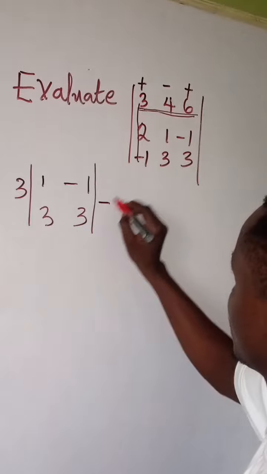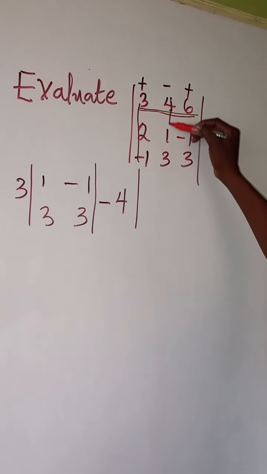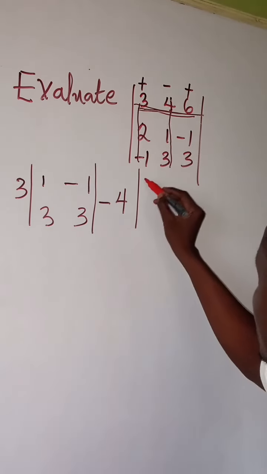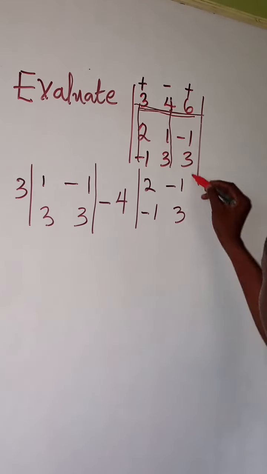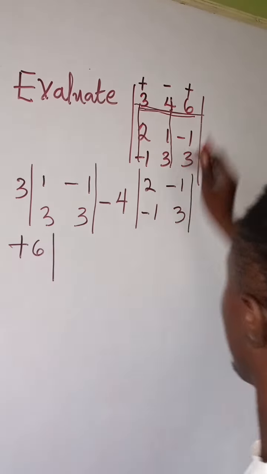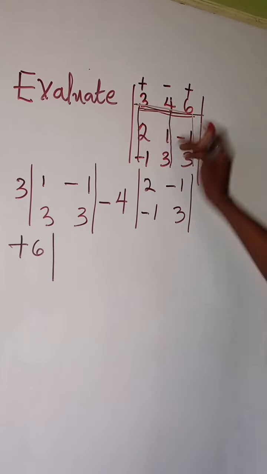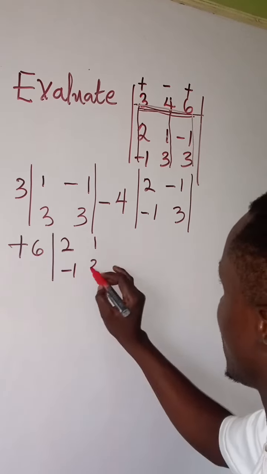Now there is a subtraction sign. So here, if 4 is picked, we are taking this out and also this out. What do you have? You have 2, minus 1, you have minus 1, and 3. The last one is plus 6. Now once we take plus 6, then this will be out and this also will be out. We now have here 2, 1, and minus 1, and 3.